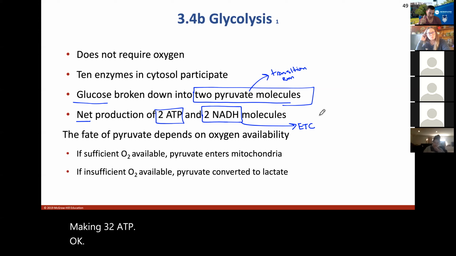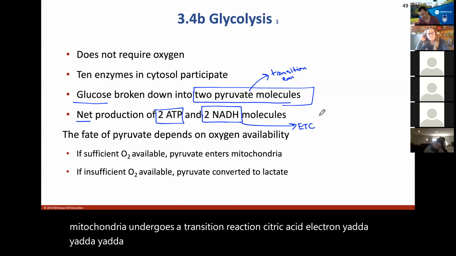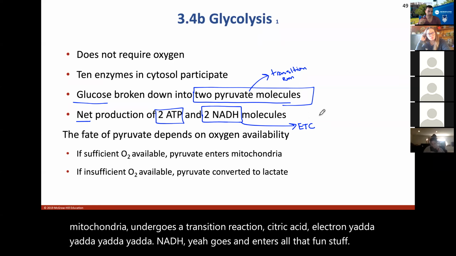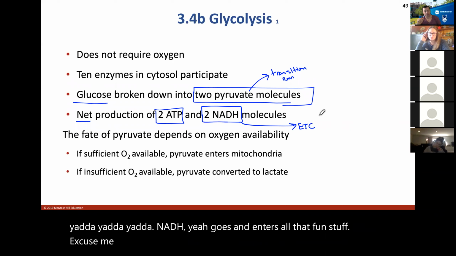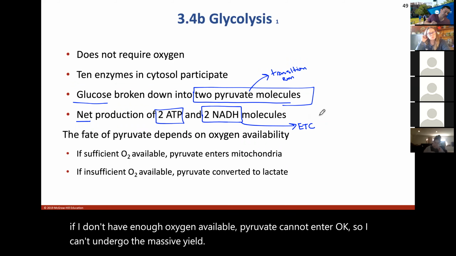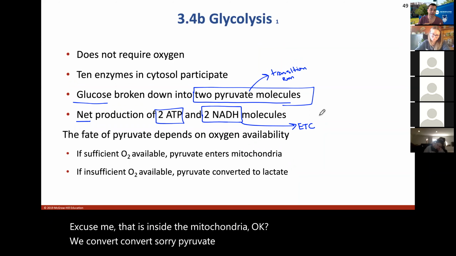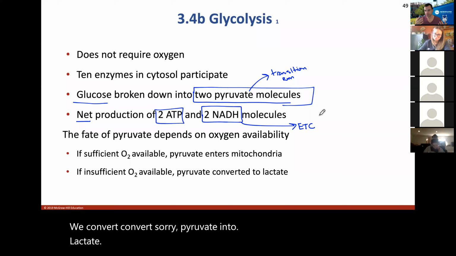Now, if I have oxygen available, that pyruvate goes on to the mitochondria, undergoes the transition reaction, citric acid, electron transport, and so on. NADH goes and enters, all that fun stuff. If I don't have enough oxygen available, pyruvate cannot enter the mitochondria, so I can't undergo the massive yield. We convert pyruvate into lactate, lactic acid.